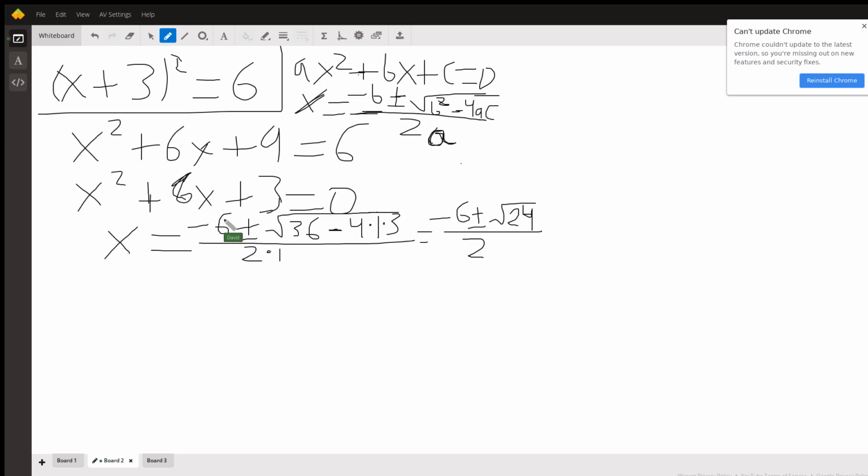So negative b is negative 6, plus or minus the square root of b squared, which is 6 squared, 36, minus 4 times a times c. So 4 times a is 1, times c is 3.